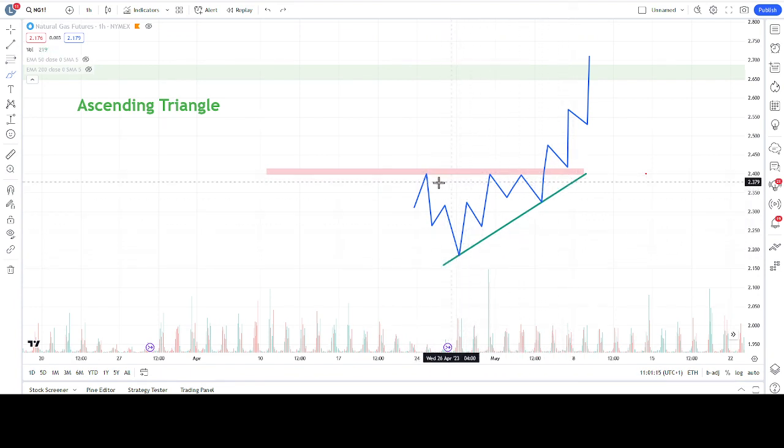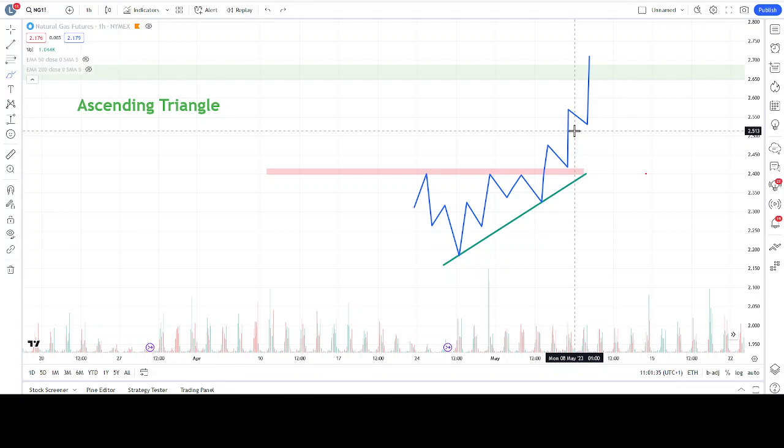As you can see, the price is getting rejected by the resistance, supported by the trend line, again rejected by the resistance, supported by the trend line. Eventually the price will break out from the resistance and then go in an up move.